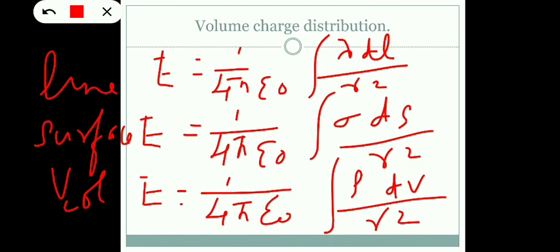So children, let's consolidate the electric field intensity due to different types of charge distribution. This is the expression for line charge distribution, and this is the expression for surface charge distribution, and this is the expression for volume charge distribution.